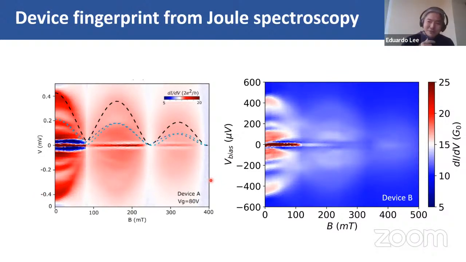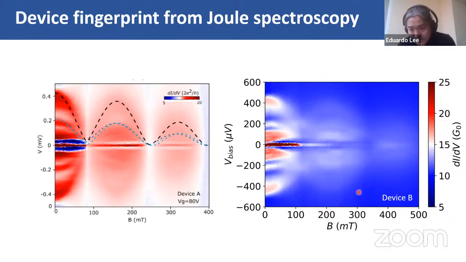I would say Joule spectroscopy, for the samples that we measured, turned out to be quite good for understanding devices that are very weird. So here I show a second example, which we call device B. And this is, again, the low bias response. Just looking at it, it does look somewhat like the one on the left.